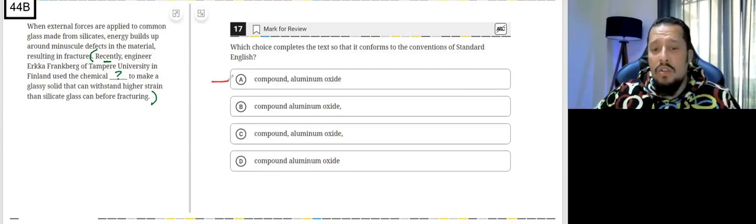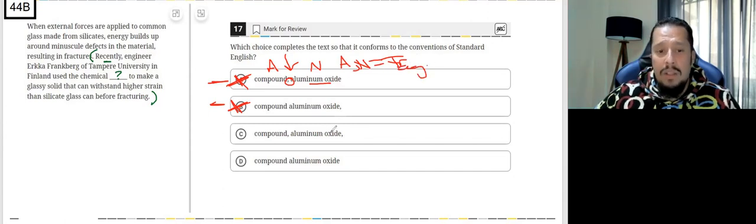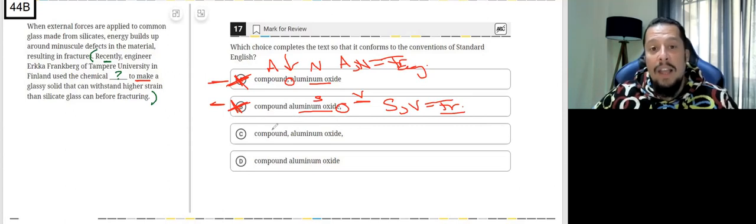We can automatically assume answer A and B are incorrect because now the chemical compound, right? In answer A, compound is an adjective, comma, aluminum oxide is the noun. So we have an adjective, comma, noun, which is equal to a fragment. And then answer B, well, now we have aluminum oxide, which is our subject, comma, to make, which would be a verb. So now we have a subject, comma, verb fragment. So we can't say answer A or B because both of these answers are fragments.